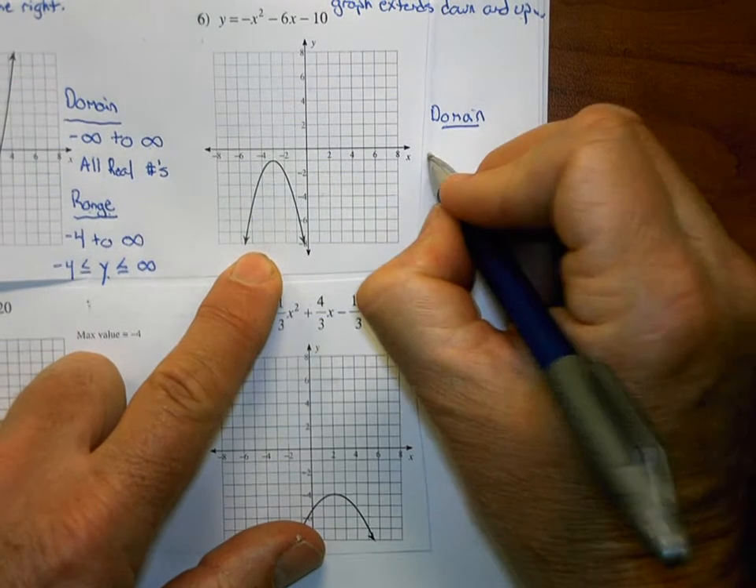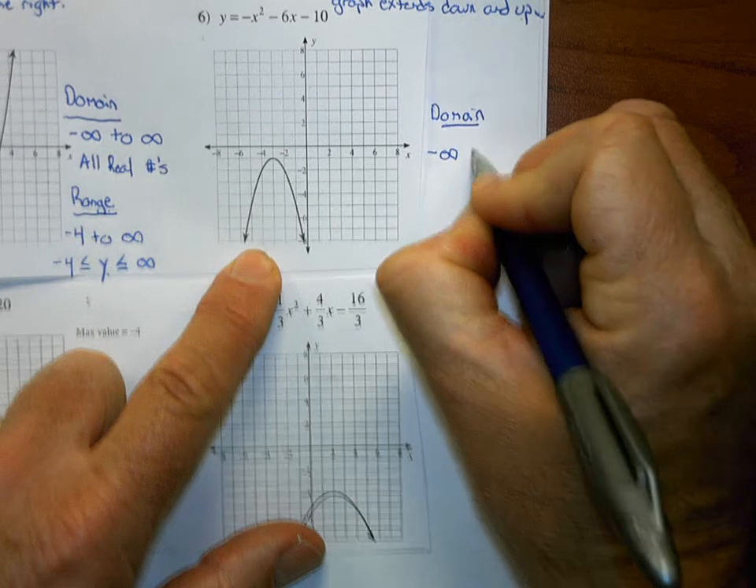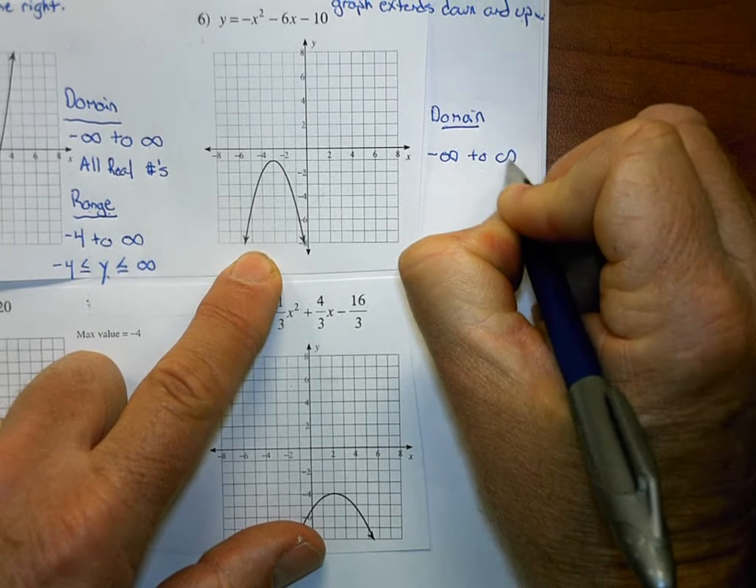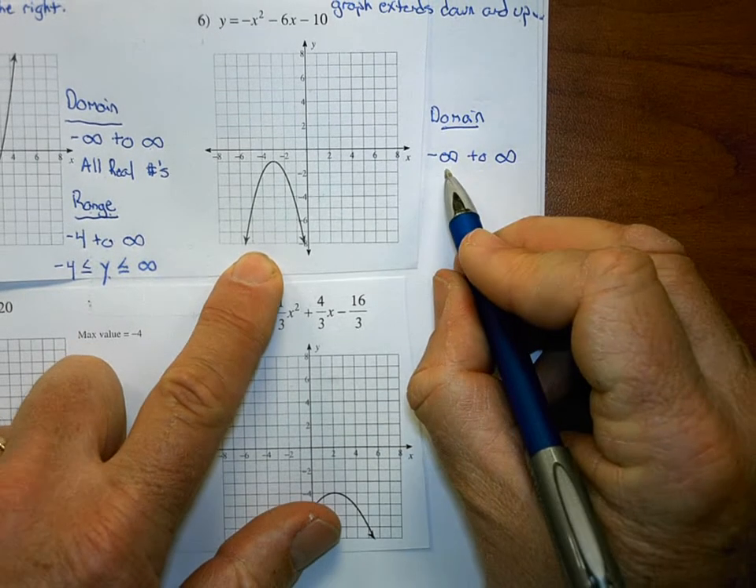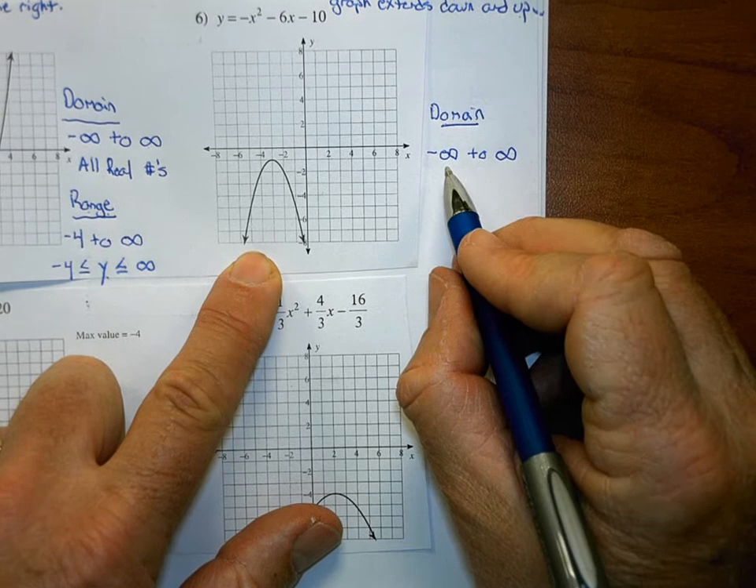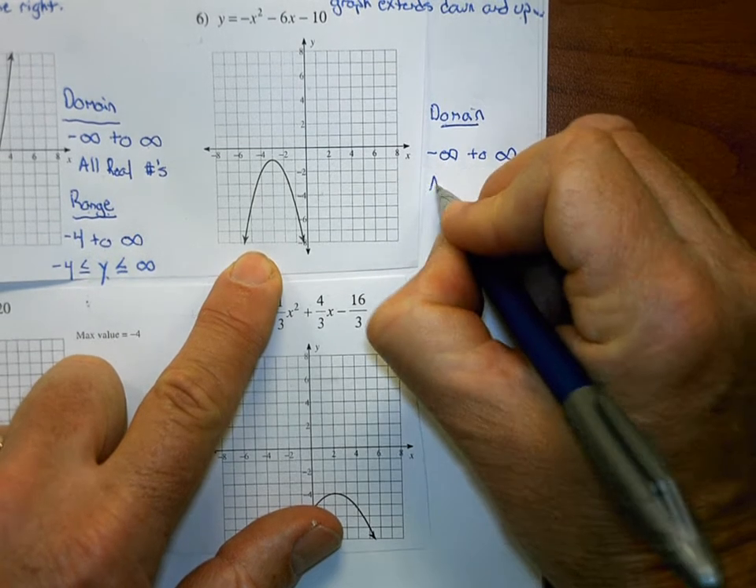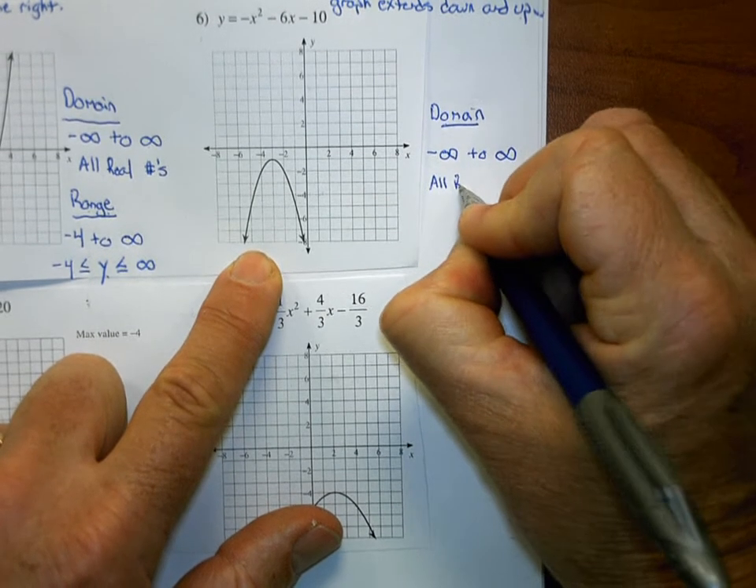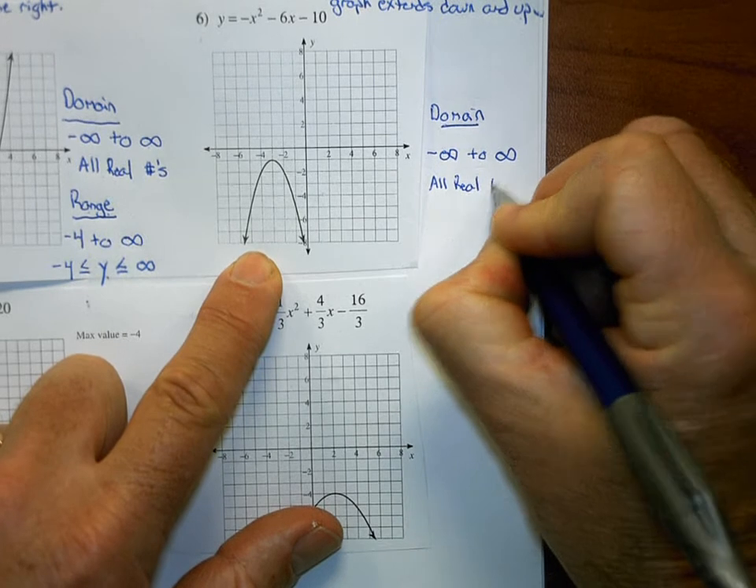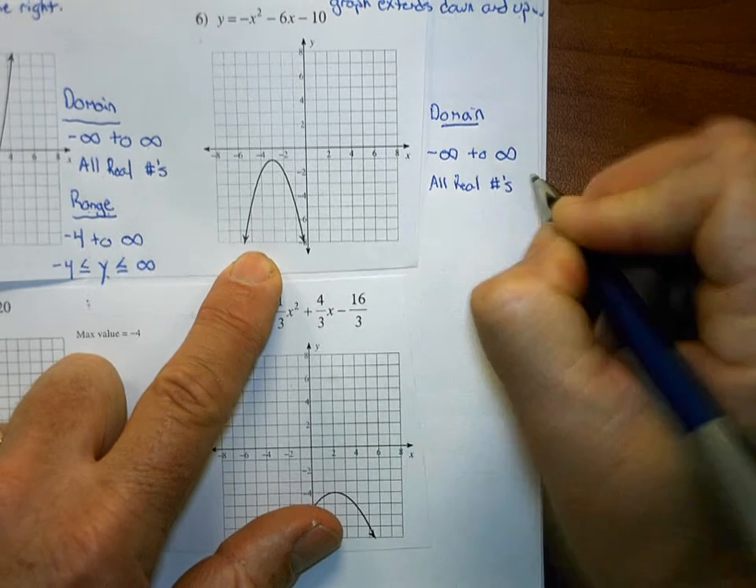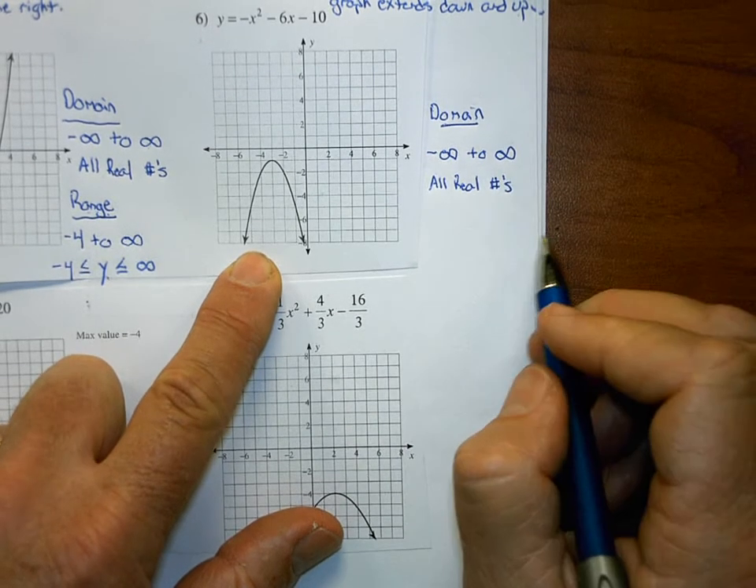Negative infinity to positive infinity. All right, now what are we saying when we say that? Right, so we're saying it's all real numbers. So that's every single number that exists under the number line scope of math.